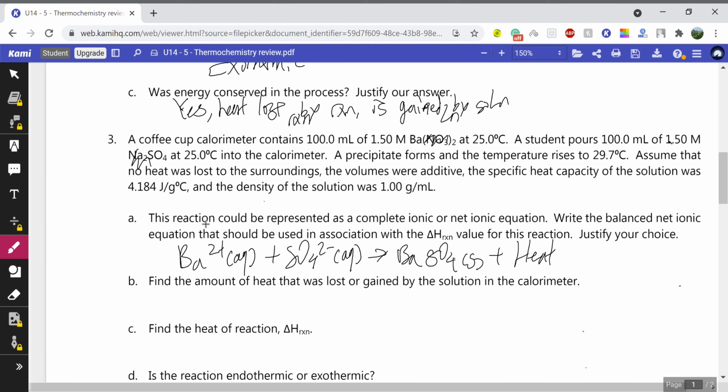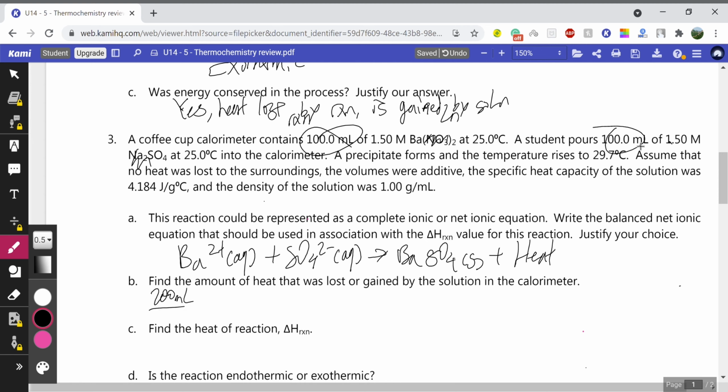Find the amount of heat that was lost or gained. We can see here the temperature rose, which means the reaction lost heat. The reaction released heat into its surroundings. Okay, now first let's combine these liquids. We have 100 milliliters plus another 100 milliliters, which is 200 milliliters. And the density is 1 gram per milliliter, so for every 1 gram we have 1 milliliter, and this will be equal to 200 grams.